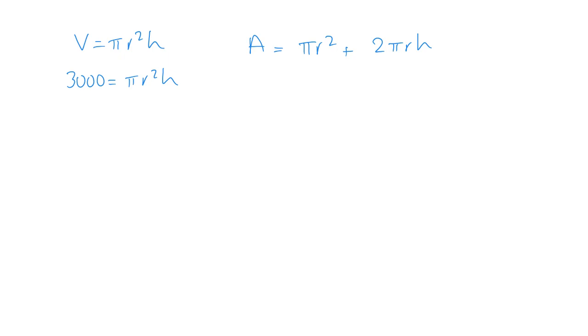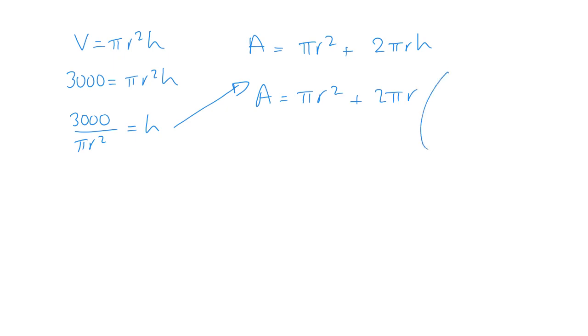So what we're trying to prove doesn't have an h in it. So what we want to do is use our formula for volume to rearrange that to get h in terms of r. So 3,000 over pi r squared would be h. So we're going to substitute that into our area formula, okay? So pi r squared stays the way it is, plus 2 pi r times h, which is 3,000 over pi r squared.